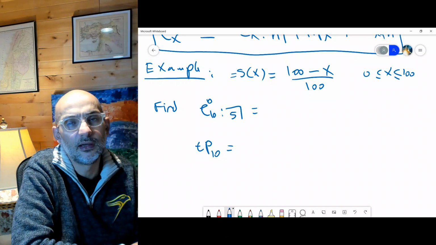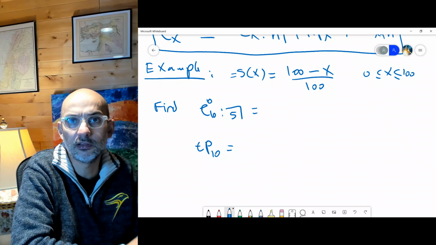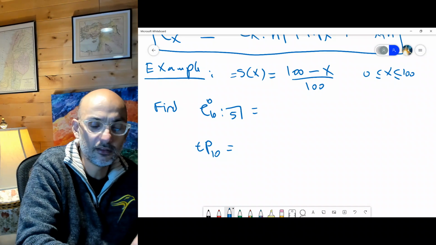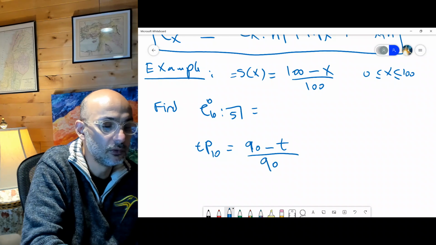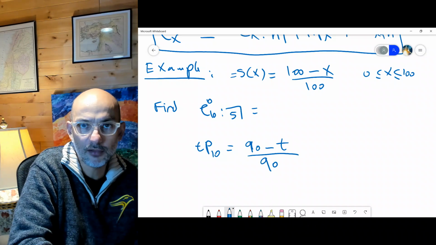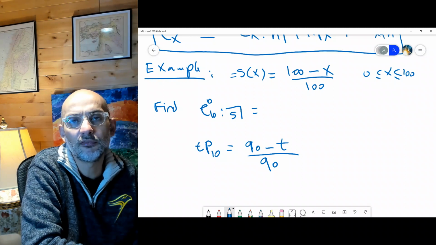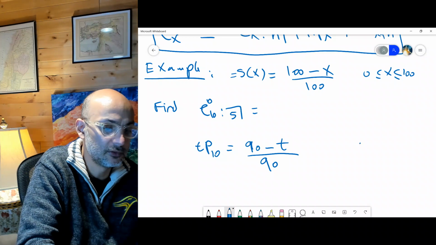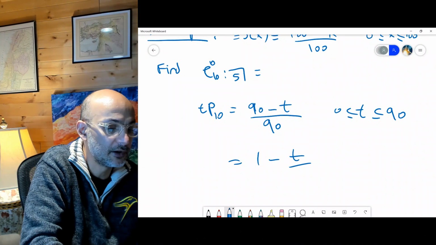Remember, if x is uniformly distributed, the remaining lifetime is also uniformly distributed, but over omega minus t. We've done this so many times. So t p x will be, instead of 100, (90 minus t) over 90. The remaining lifetime is uniformly distributed. For somebody who reached age 10, the remaining lifetime is distributed over 90 years, for t between 0 and 90. Maybe it's easier to write it as t over 90.